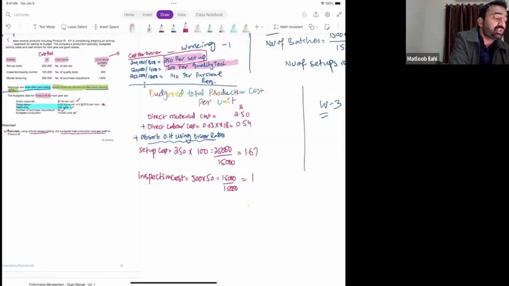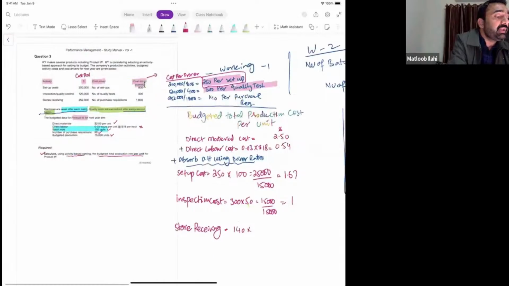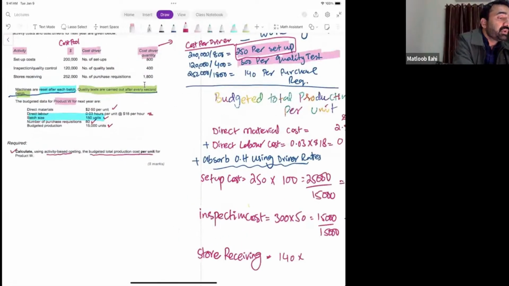Okay. Next, store receiving. Its rate is 140 per purchase requisition. Now you have to find out how many requisitions are required for product W. This data is given here. The number of purchase requisitions is 80. Total 80 requisitions are required for product W for 15,000 units.